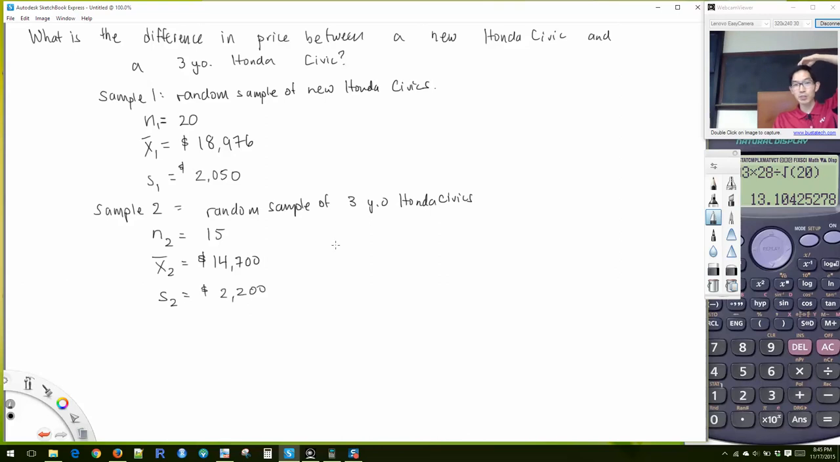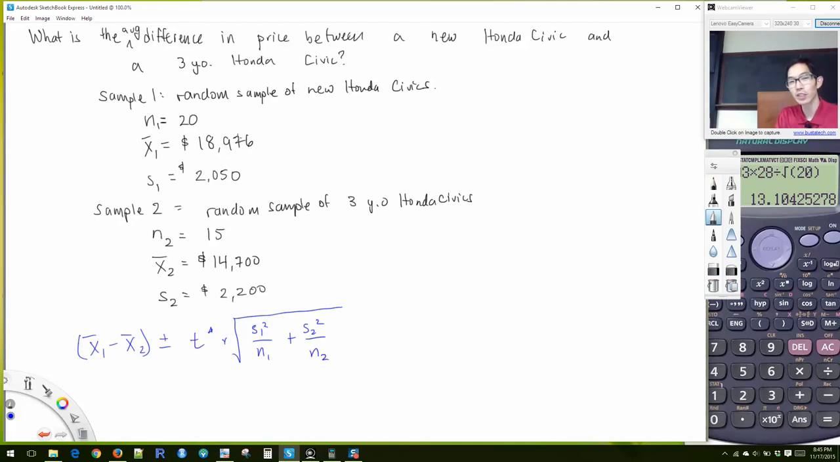Okay, so now we want to know what is the average difference in price between a new Honda Civic and a 3-year-old Honda Civic. Okay, so what is our confidence interval formula? It's going to be X bar 1 minus X bar 2 plus or minus T star times our standard error, which is the square root of S1 squared over N1 plus S2 squared over N2.